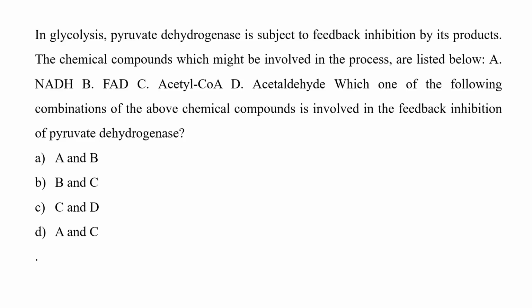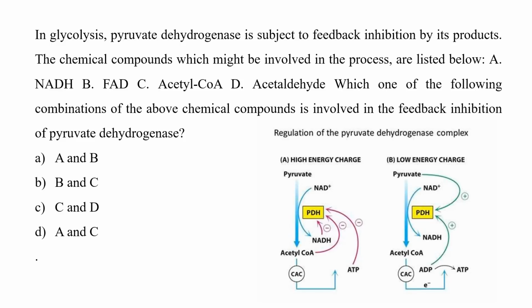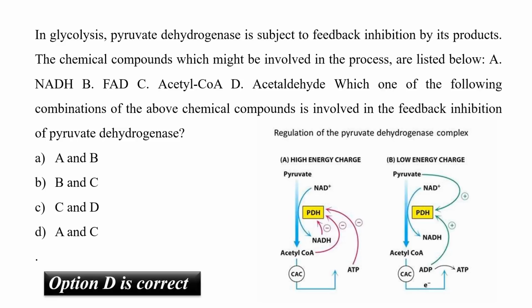dehydrogenase? As you can see in the figure, pyruvate dehydrogenase is positively regulated by pyruvate and negatively regulated by NADH, acetyl-CoA, and ATP. So here option D, that means A, which is NADH, and C, which is acetyl-CoA, will be the ones which are going to inhibit the pyruvate dehydrogenase through feedback inhibition.